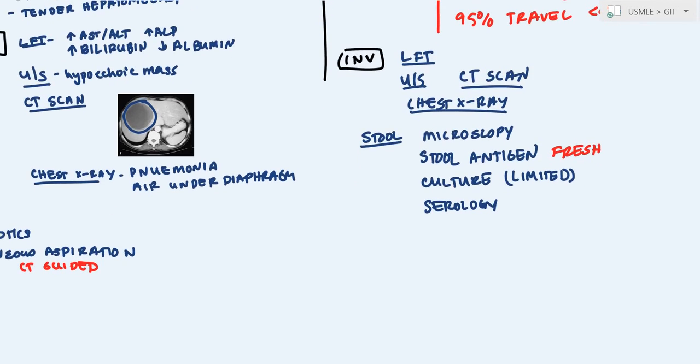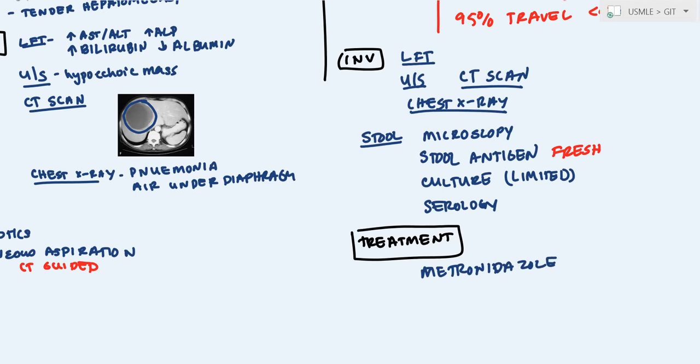Now, as far as treatment, the treatment is a little bit more straightforward. It is a protozoa, so it's going to respond to metronidazole, not mebendazole. This is effective 90% of the time. However, for that 10%, you would need to go to surgery for aspiration.